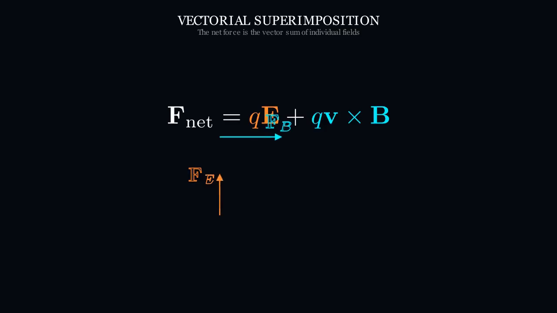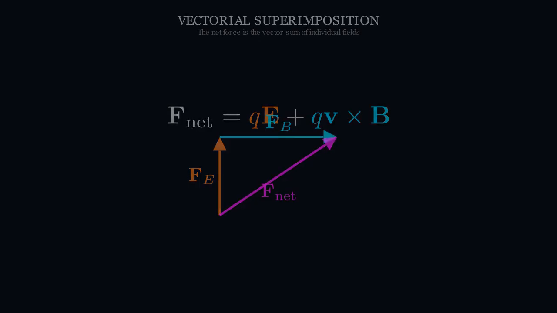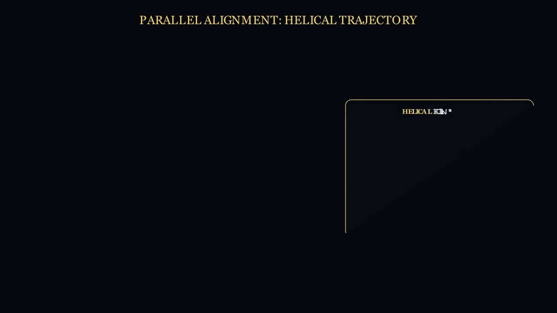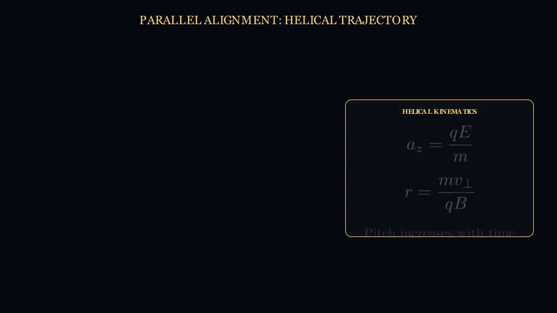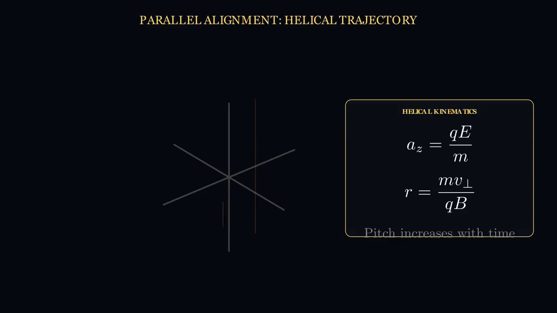Geometrically, we are superimposing two distinct vector fields. The total force acting on the particle at any instant is the vector sum of a constant linear force and a velocity-dependent perpendicular force. By manipulating the orientation and strength of these two field vectors, we can sculpt highly complex three-dimensional trajectories. Consider the case where the electric field E and the magnetic field B are aligned parallel to one another, pointing along the z-axis.